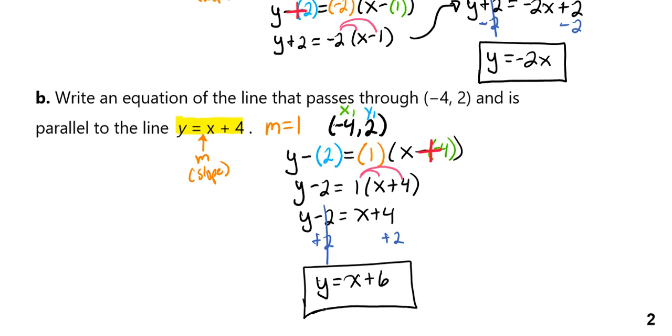And so that's how you write the equation of a line that passes through a point, but has to be parallel to another line.